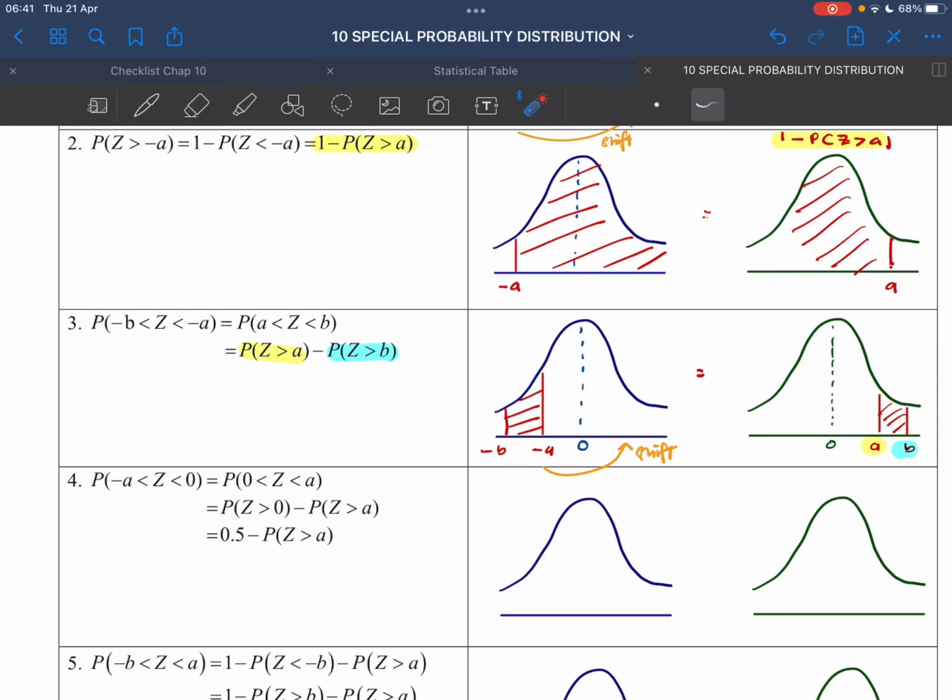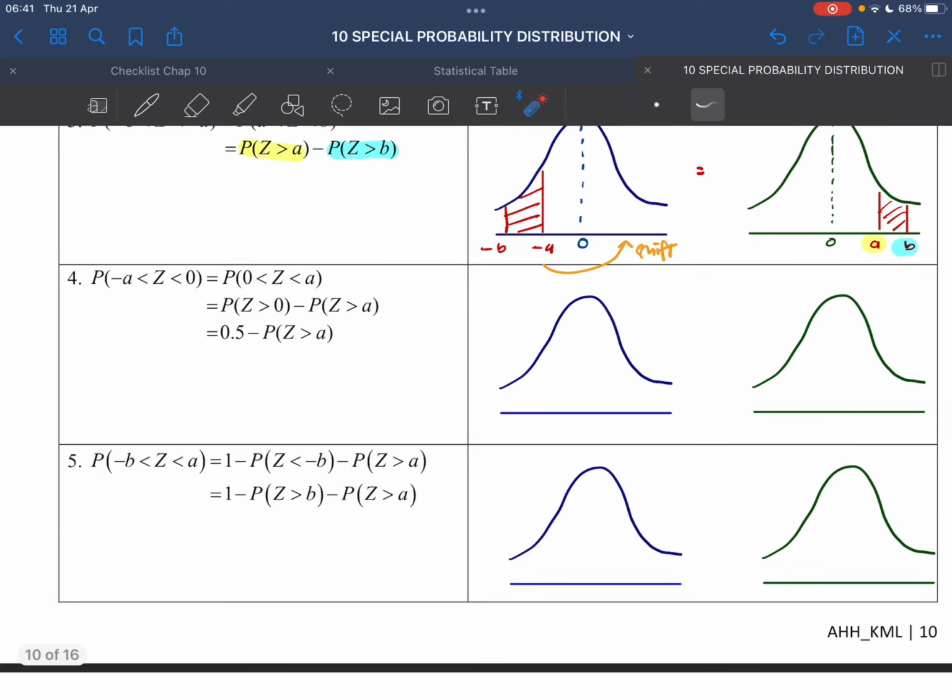Okay, so let's see the next one. P(z is between negative a and 0). So here is our 0, and then we have negative a. So basically this is the area that we want. Again, we have to shift to the right hand side. So this one is the same as positive a here, the same as this area.